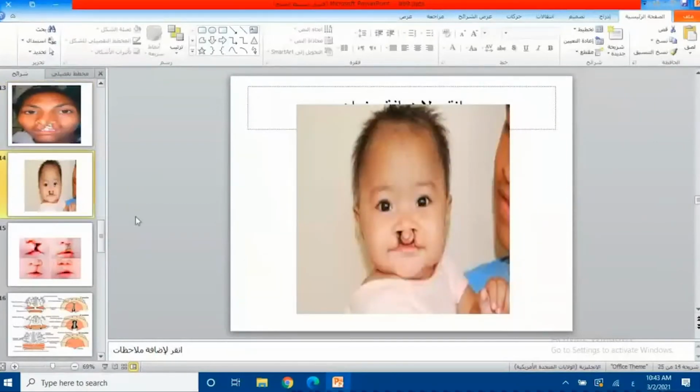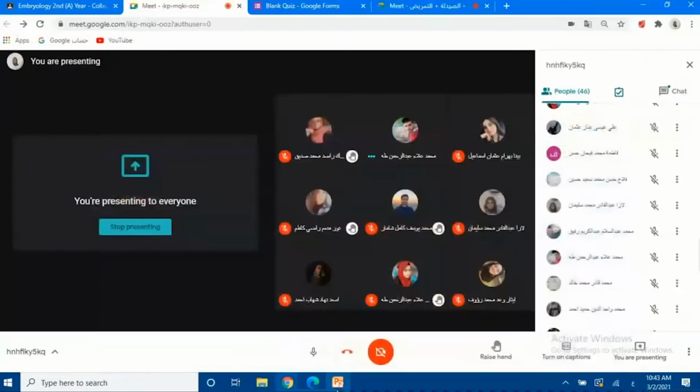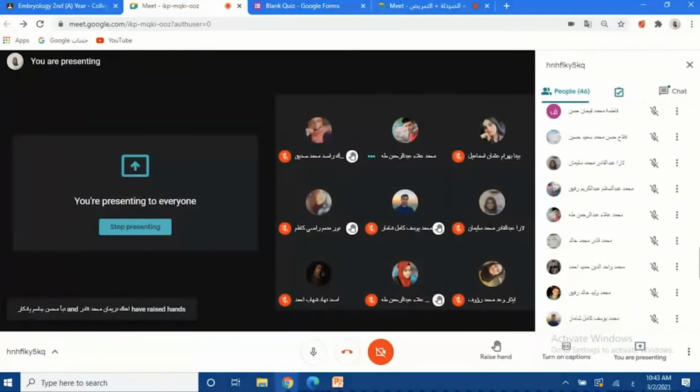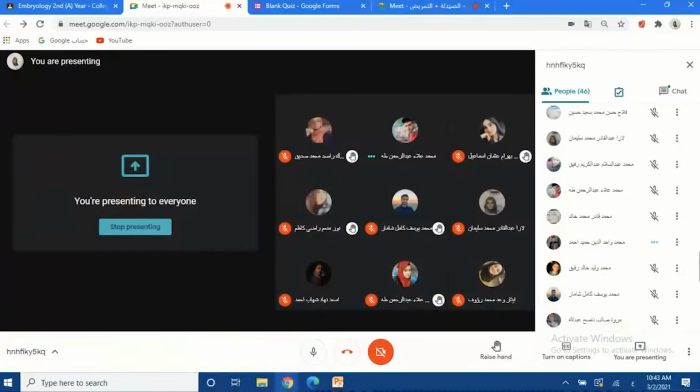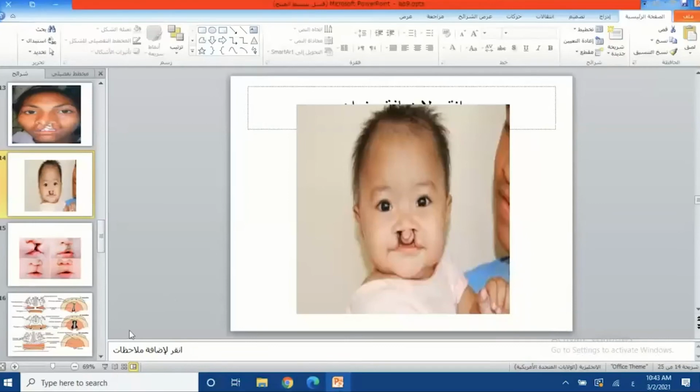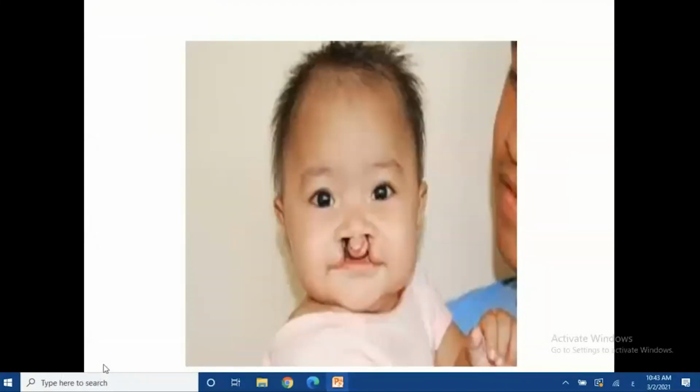What about this one? Who can tell me what's the kind of the cleft? Unilateral, I mean bilateral. Bilateral, well done. Bilateral what? Complete it for me. Bilateral cleft lip extended to the nose. Yes, bilateral cleft lip extended to the nose. Thank you very much.